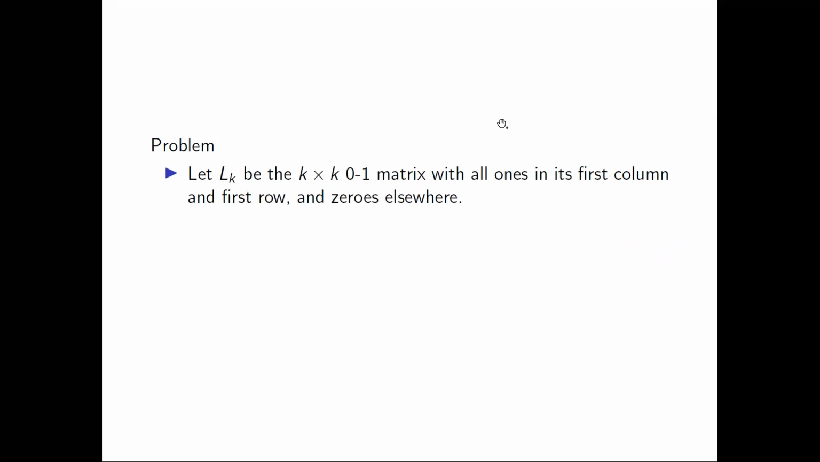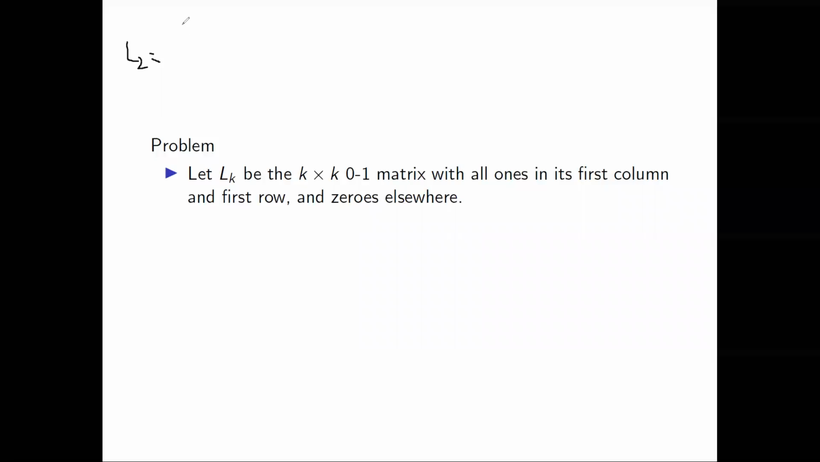So here is a problem for you. And this problem really is a decrease and conquer problem. So you can use decrease and conquer to reduce this to a forbidden 0-1 matrix that we talked about in the last video. And there's multiple ways to do this reduction. So here's a matrix I'm going to define, LK. It's going to be a k by k 0-1 matrix with all ones in its first column and first row and zeros elsewhere. So let me draw some examples of it just to make sure it's clear.